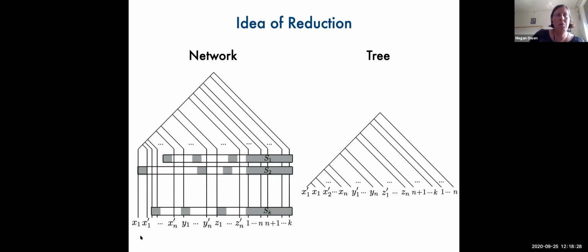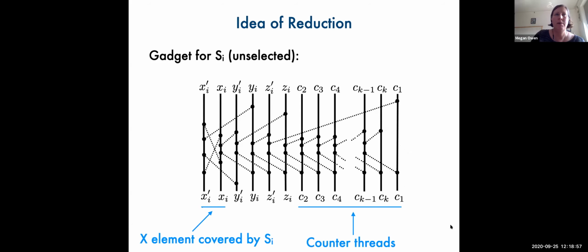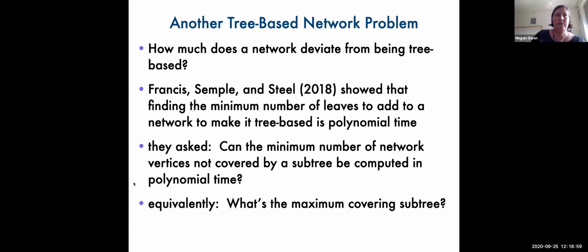And then my network is, you'll notice each pair of these, the element and its prime, are in the opposite order of the tree. And the counters are in reverse order, I believe. I'm not going to worry too much about the counters. They're just to make sure we choose the right number of SIs. And the idea is that, let me go back.